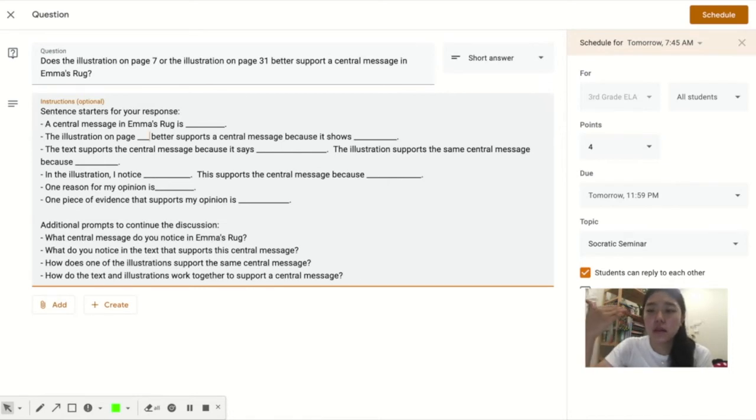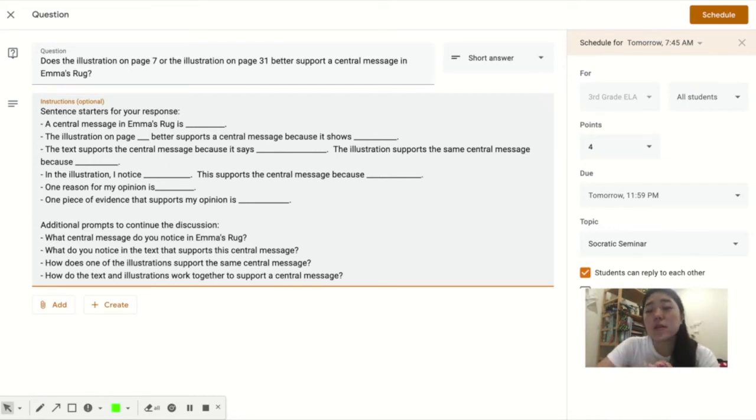More questions that you can be thinking about to respond to include: what central message do you notice? What do you notice in the text that supports the central message? How does one of the illustrations support the same central message? Maybe the central message you picked, you notice that multiple illustrations throughout the book support it. And how do the text and illustrations work together to help you understand the lesson that you think Alan Say is teaching you?